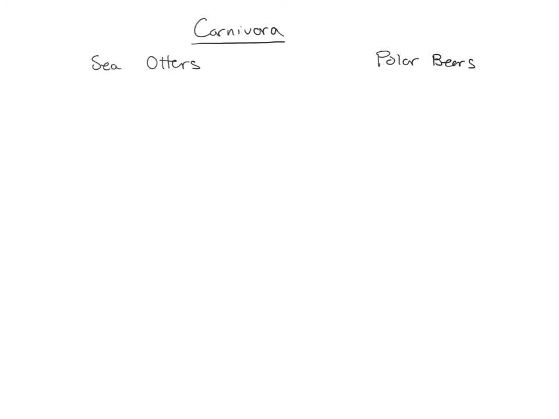All right, we have two species which are considered marine mammals: the sea otters, which are very interesting, and the polar bears. The sea otters have dense fur. In fact, it's the most dense fur of any other mammal. And it needs that dense fur to trap air for insulation while it swims.